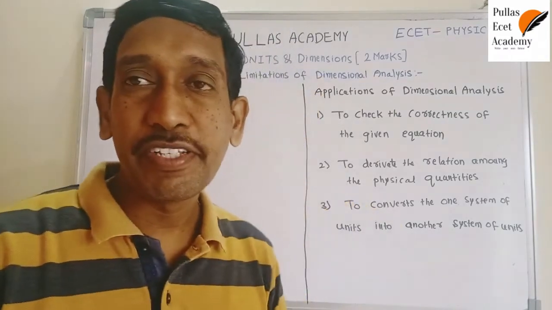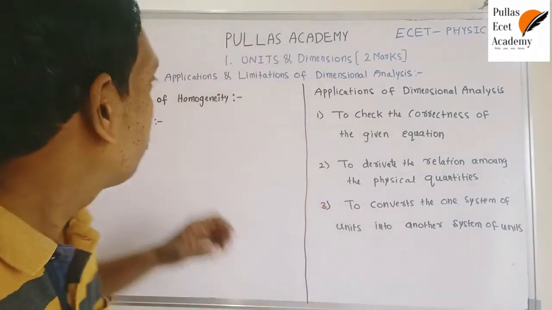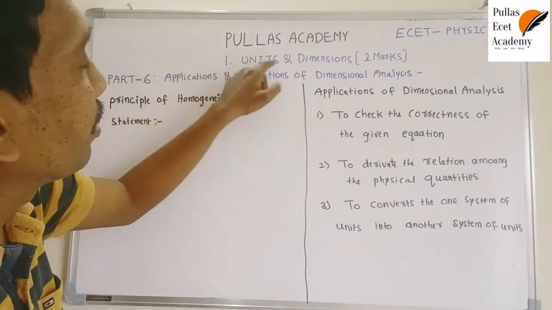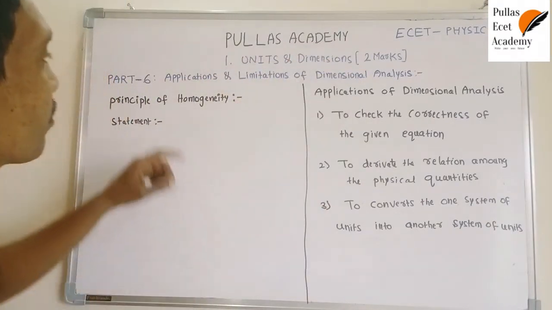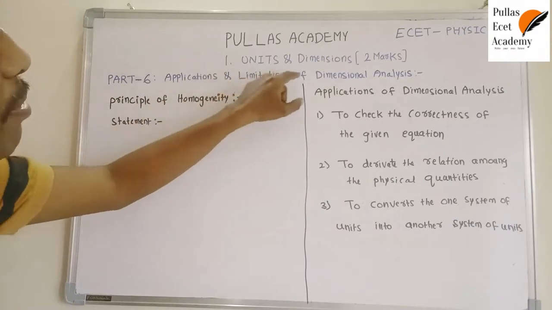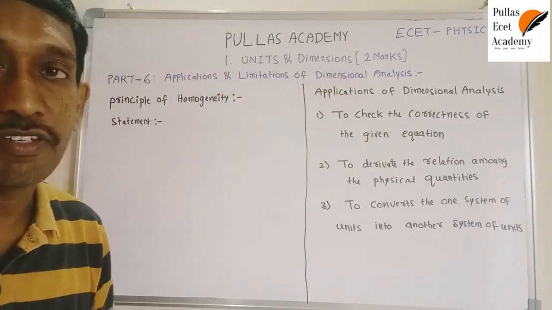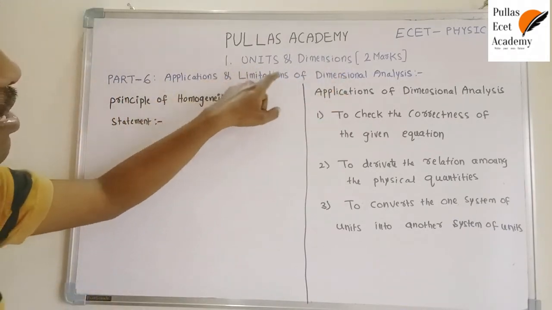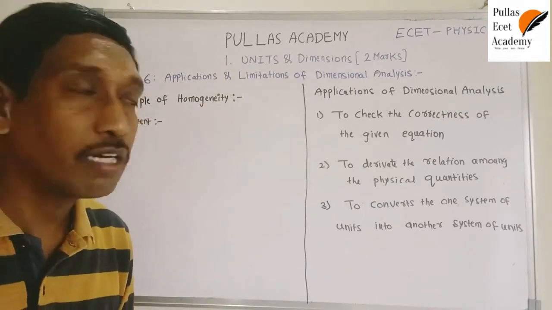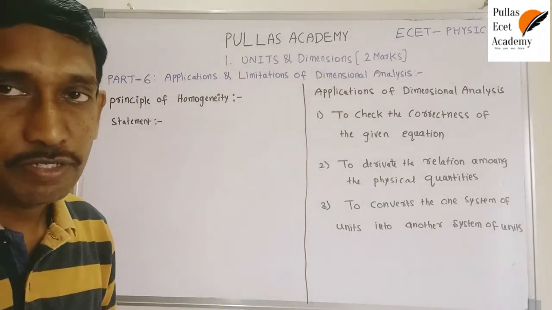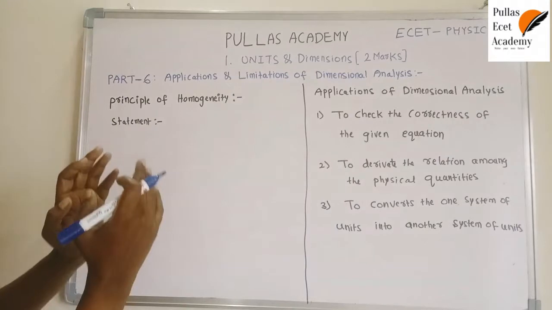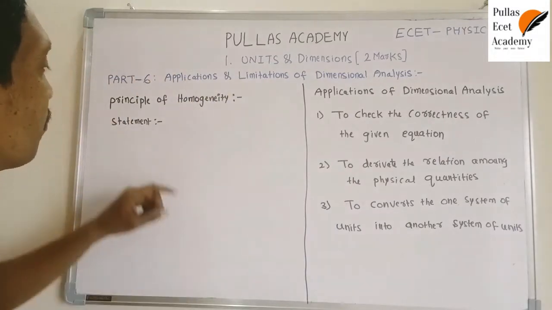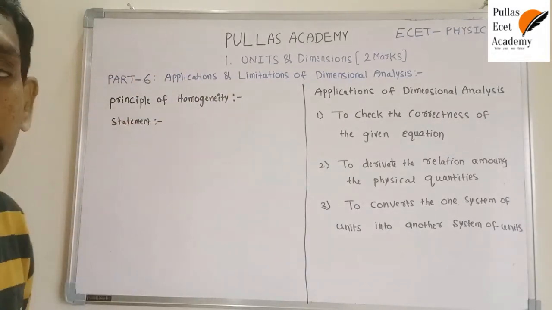Today we are going to discuss part 6 video in units and dimensions. Here we will discuss the applications and limitations of dimensional analysis. Today's topic is applications and limitations of dimensional analysis. Okay, before this topic, first we will discuss the principle of homogeneity.